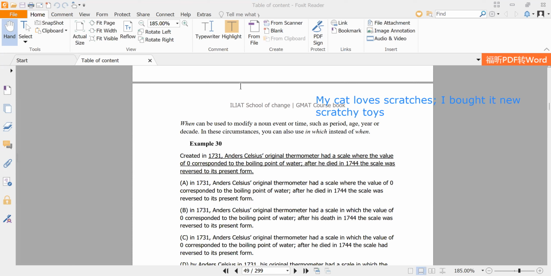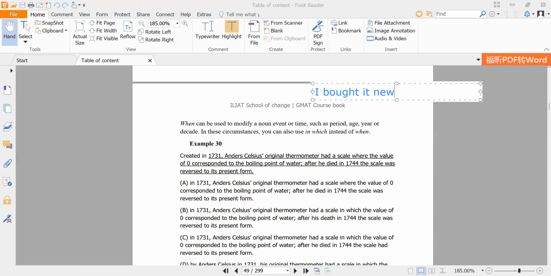That is cat. Say if I don't have the antecedent, I just have the sentence that follows. I bought it new scratchy toys. Well, in this case, we don't have an antecedent for the pronoun it, so it becomes difficult to understand what it refers to. And so this is an incomplete or improperly written sentence for GMAT sentence correction.